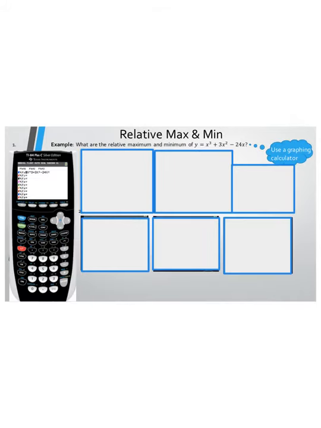So if we look at our first example, it says what is the relative maximum and minimum of the function y equals x cubed plus 3x squared minus 24x. In order for us to do these, we're going to use a graphing calculator. So you want to make sure you snag a yellow calculator.